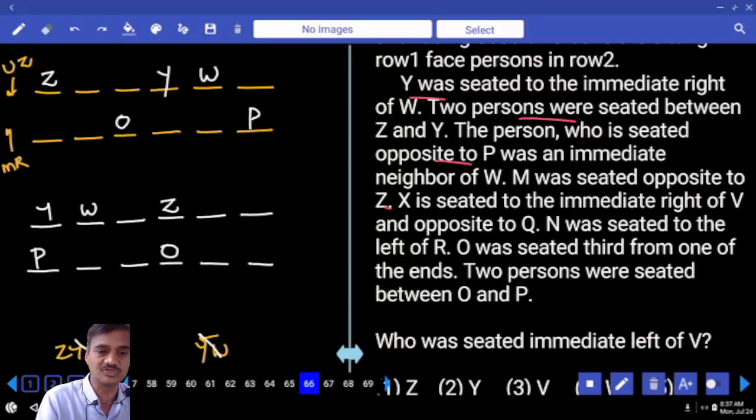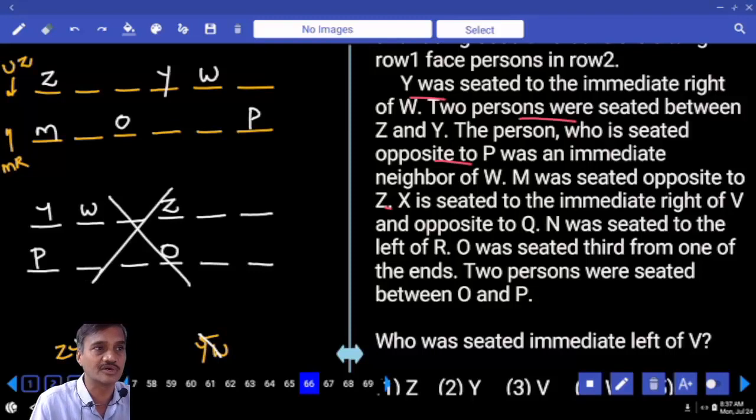M was seated opposite to Z. M and Z are opposite to each other. In the second case, Z and O are opposite, so the second case becomes invalid. We are left with the first one. X is to the immediate right of V. Who is the person left over here? U is the person left over. X is opposite to Q. X and Q are opposite.